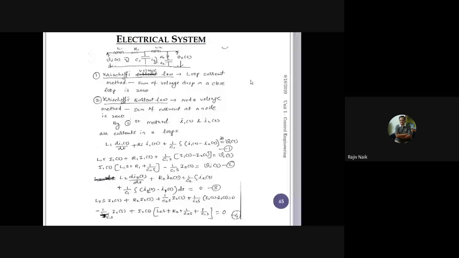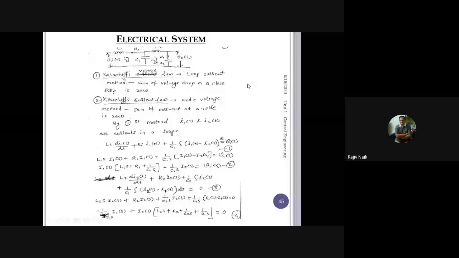Both the methods will lead you to the same answer. But the second method I will cover later. So the first method is by using Kirchhoff's voltage law. And Kirchhoff's voltage law gives you the method known as the loop current method.